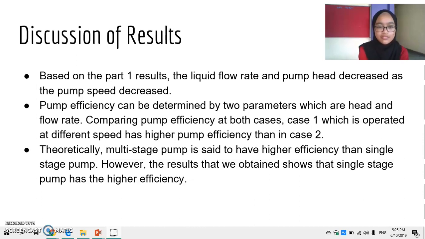And this is probably caused by the flow rate, which was not stable throughout the whole experiment, as it kept changing, and also because we probably did not close the valve tight enough. All of these errors will cause the results to have a different value from the theoretical results.